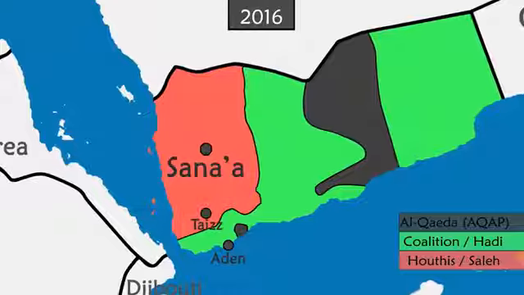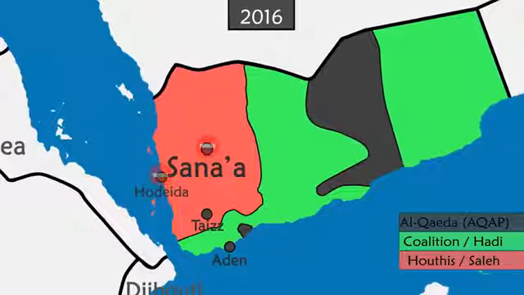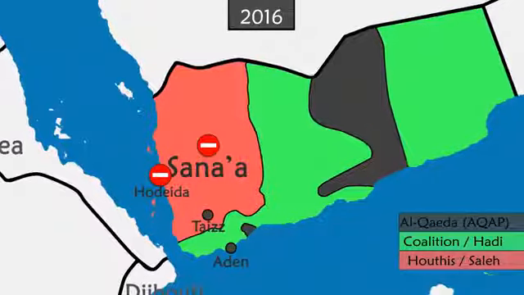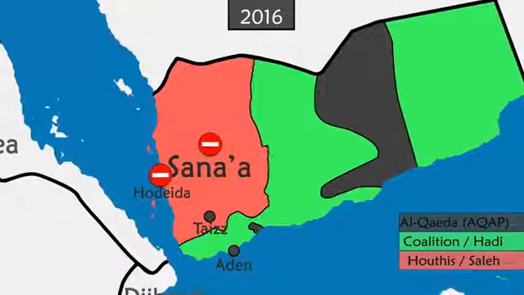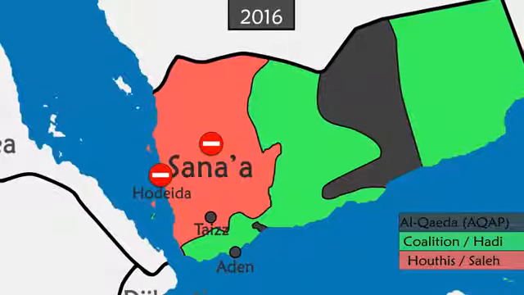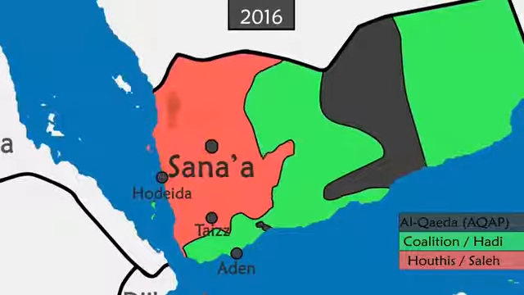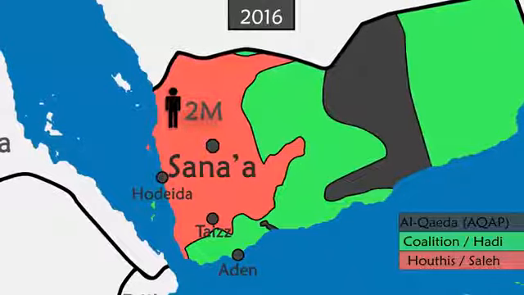In addition to airstrikes, the coalition imposes an embargo on ports and airports controlled by the Houthis. Only aid shipments are allowed, which prove insufficient for the population suffering a humanitarian crisis. As a result, more than 2 million people are internally displaced in Yemen.